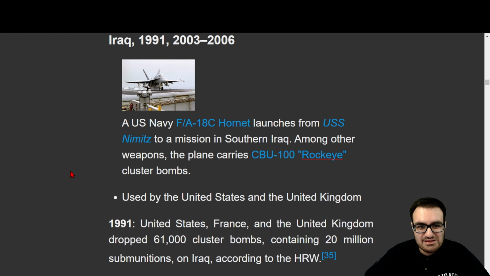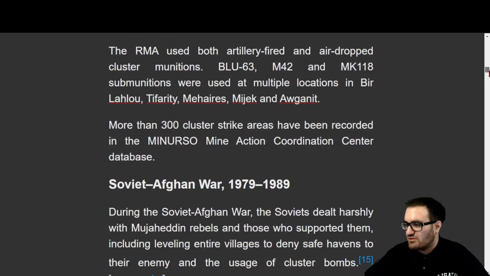See, the thing is, you only use things like cluster munitions when you don't have to pick up after yourself. You're not doing this as a defensive action on your own territory when someone's invading. You're doing this when you want to destroy the country in the long term. I do want to go over, sure it talks about Vietnam somewhere here.